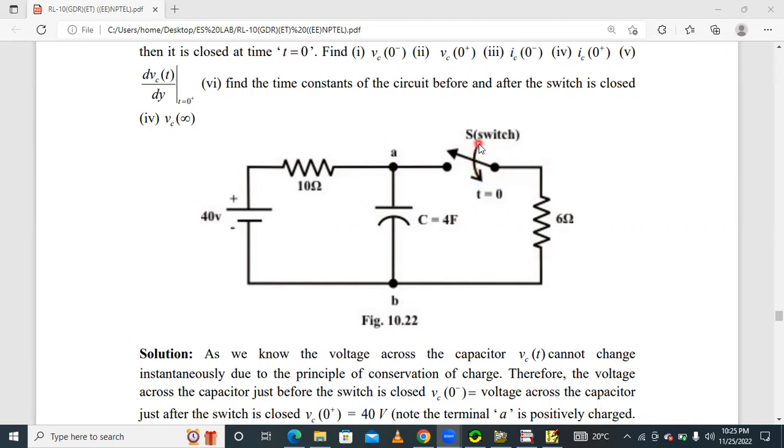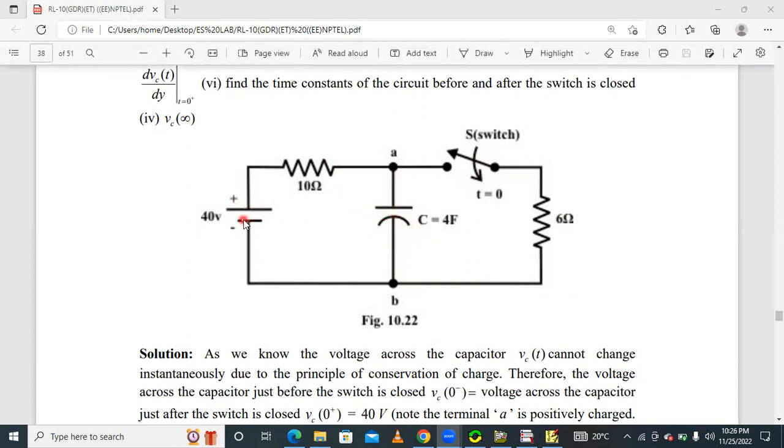Under the open condition the circuit is in steady state. The resistor is connected in series with the capacitor across the 40 volt source. So the RC circuit is under steady state before the switching action, that is, t less than 0. R and C are in series, so the capacitor is fully charged under this steady state condition. Understood? Fully charged means the voltage across the capacitor is the source voltage, 40 volts.